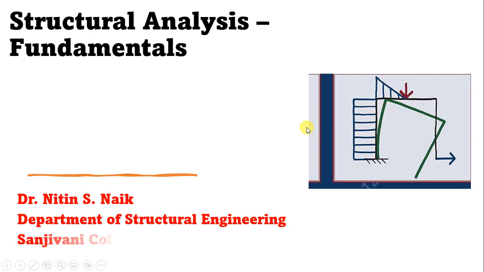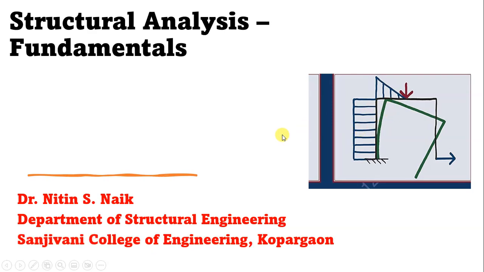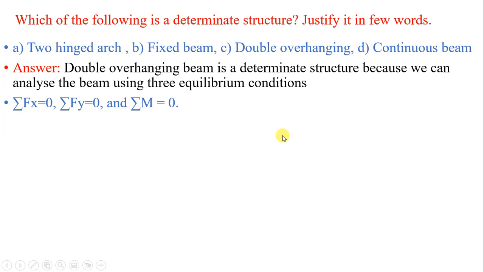So to begin with, let us start the first question. Which of the following is a determinate structure? Now here some options are also given. Like first option is two hinged arch, fixed beam, double overhanging beam and continuous beam. Now the correct answer of this question is double overhanging beam is a determinate structure because we can analyze the beam using three equilibrium conditions.